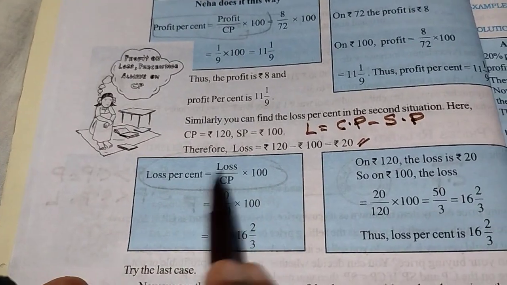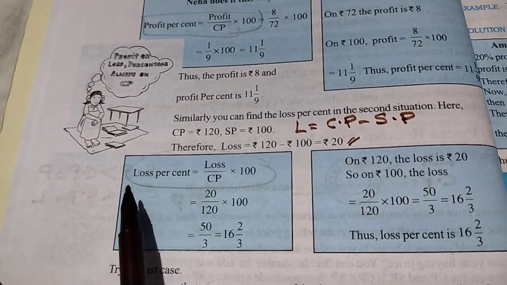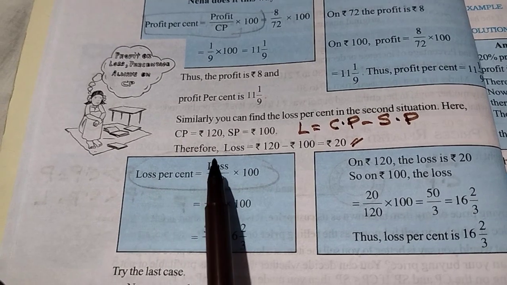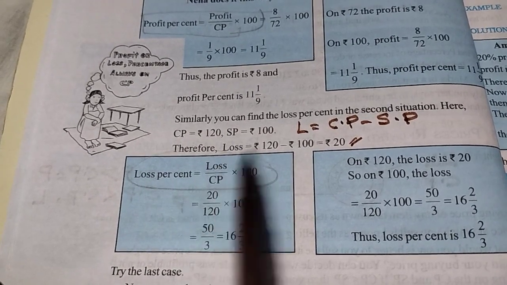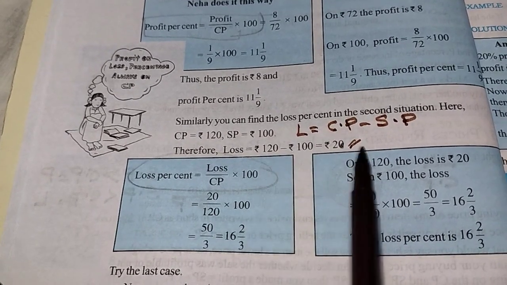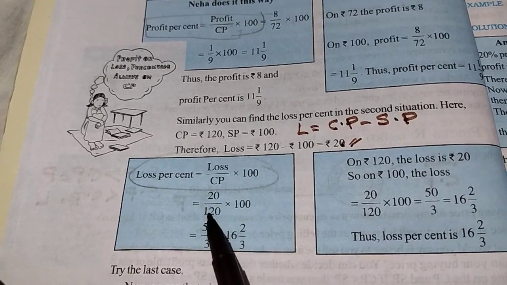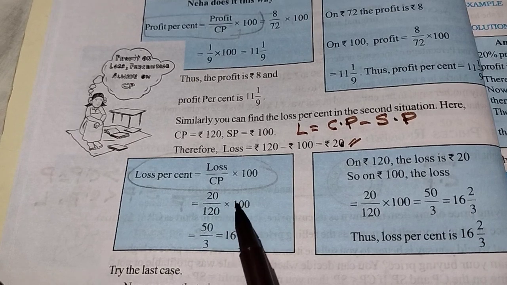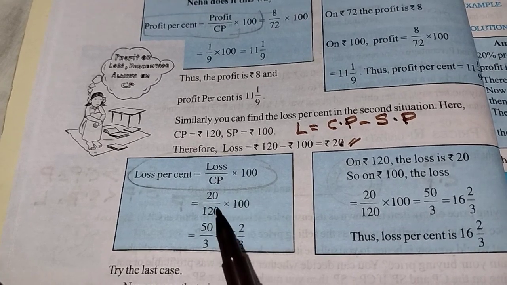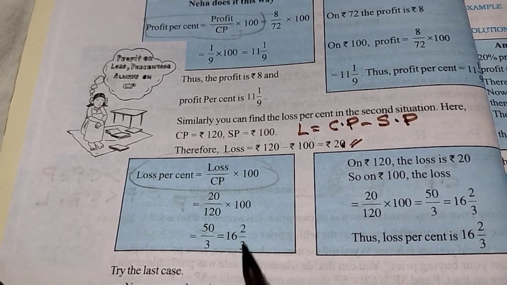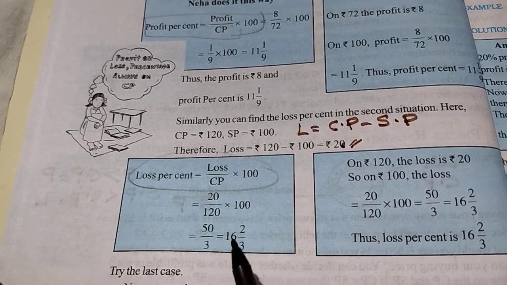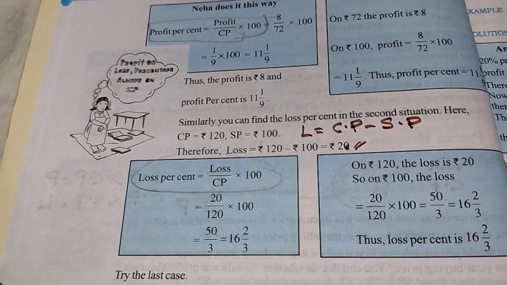So loss percentage, how do we find out the loss percentage? Loss percentage equal to loss, which is 20, by cost price, which is 120, into 100. So here we will get 16 by 3 percentage. That is the loss percentage.